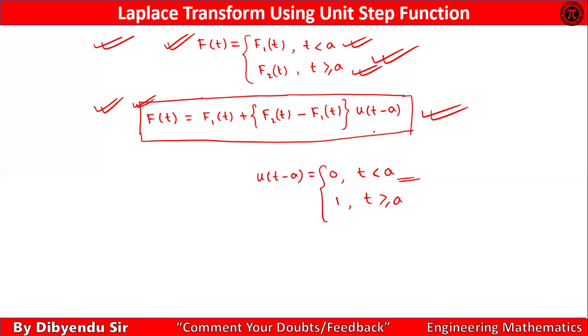Now suppose here we have two functions, f1(t) and f2(t). Remember, when you are converting the function into linear form, which function do you have to take as the first function? Here I have written f1(t) as our first function. But how can you understand that this is your first function? When the variable t is less than a, that will be your first function, and when the variable t is greater than a, that will be your second function. Clear? That's why f1(t) is our first function and f2(t) is our second function.